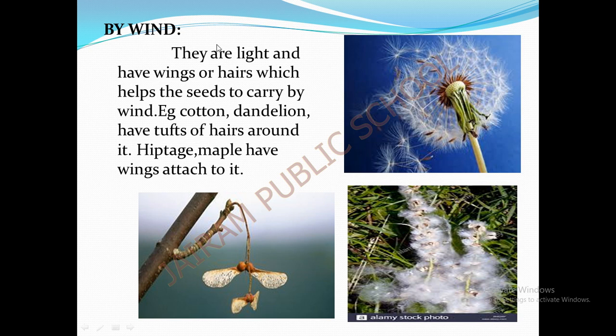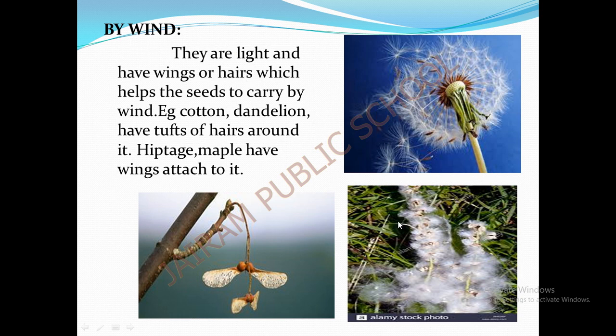What is happening when the wind blows a little faster? This white hairy structure will detach from the flower and it will fly from one area to another. And what is happening? It will fly and go and settle down in one place, and in that place that seed will grow into a new plant. From this parent plant, the seeds are dispersed by wind.